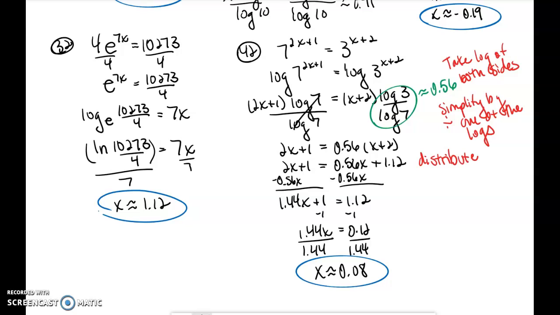So we just had to distribute, and then we wanted to combine our x terms, and then we needed to combine constant terms, and then just finish by isolating x and dividing on both sides. So this, again, second way to solve as things get a little bit more involved.